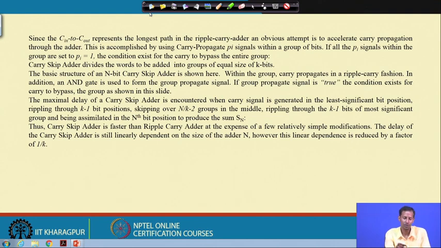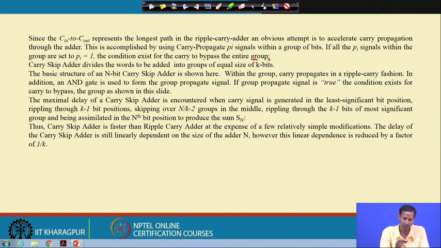Since C in to C out represents the longest path in the ripple carry adder, an obvious attempt is to accelerate carry propagation through the adder. Okay. So, this is accomplished by carry propagate Pi signals within a group of bits. If all the Pi signals within the group are set to Pi equals 1, then the condition exists for the carry to bypass the entire group.